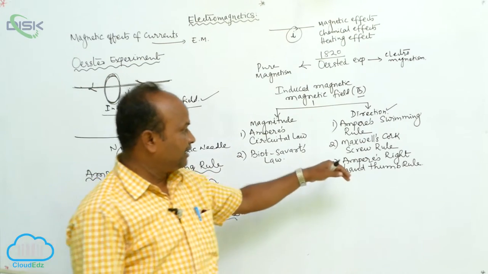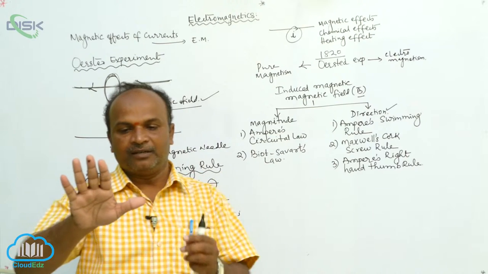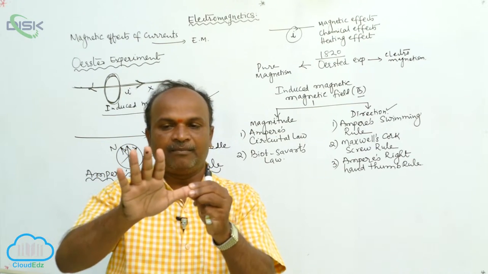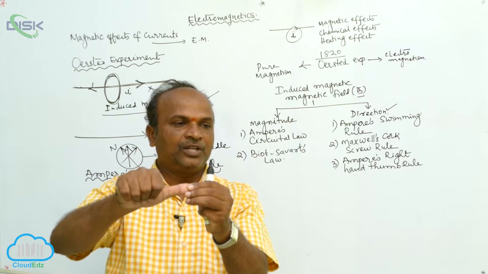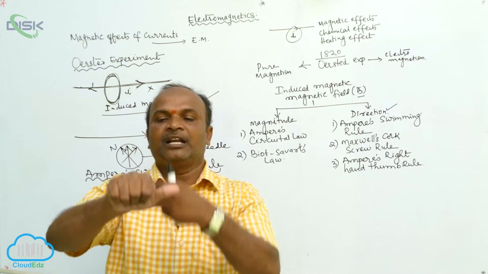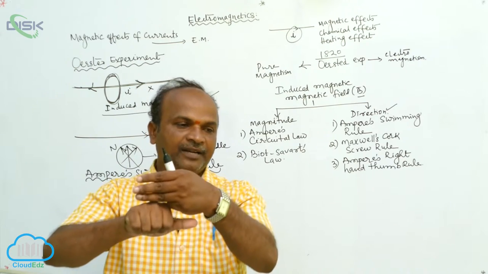Now, in the right hand thumb rule, there is a thumb and the remaining four fingers. If the thumb shows the direction of the current, then the curl of the four fingers gives the magnetic field.